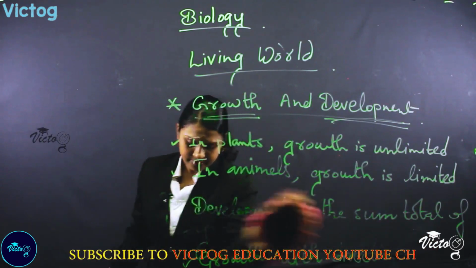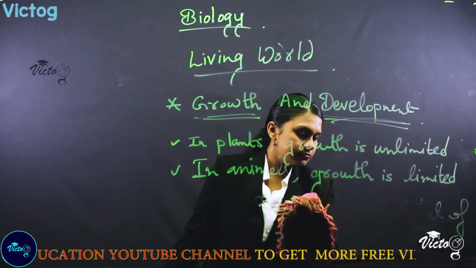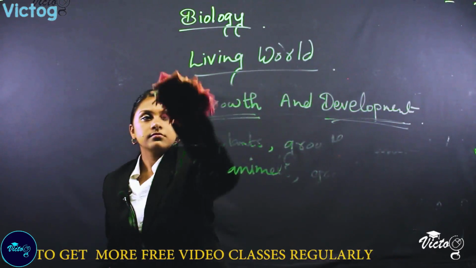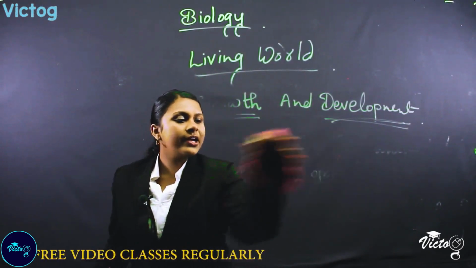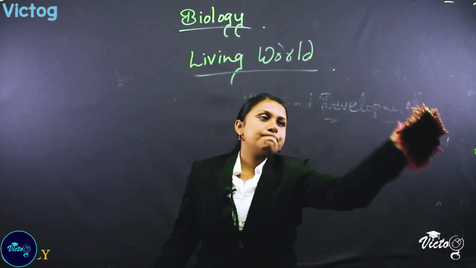Next characteristic. What is it? Reproduction. You know why reproduction occurs? To produce new progenies.